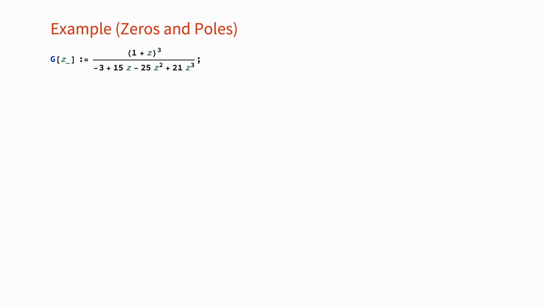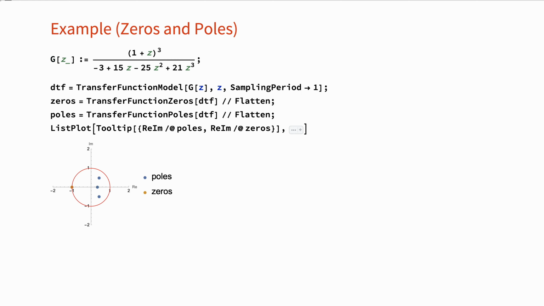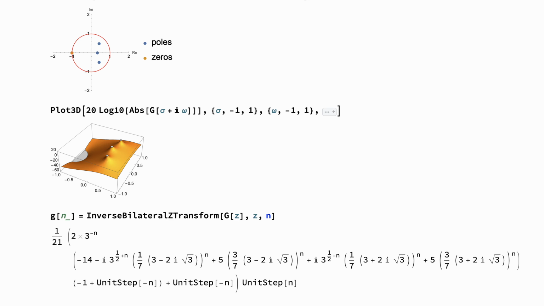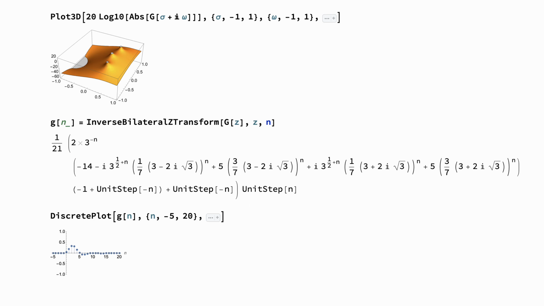Let's look at another example. Given the Z-transform G(z) as shown here, we want to find and plot the poles and zeros of the Z-transform and also plot the magnitude of the Z-transform. Finally, we want to obtain the causal sequence g[n] in the time domain. We can use the Wolfram Language to find and plot the poles and the zeros, and we can show the magnitude of the Z-transform in decibels evaluated on the complex plane. Next, we take the inverse bilateral Z-transform of the Z-transform to find the sequence in the time domain. We can also plot the sequence to show how it changes over time.